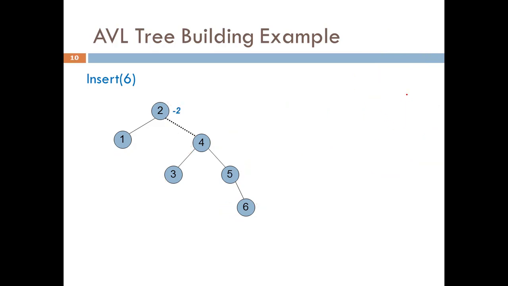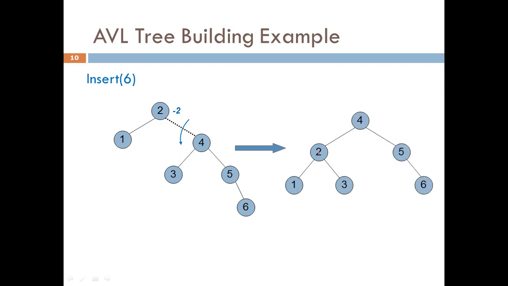So let's look at this -2. The rotation is at this point, moving leftwards by picking the value 4. So it will be like this: 4, 2, and to the right of 2, whatever was the left of 4 becomes the right of 2, and the left of 2 remains as it is, and then 4, 5 and 6. Now this is balanced. We can quickly check the balance factor of all the nodes. They will be 0, 1 or -1.